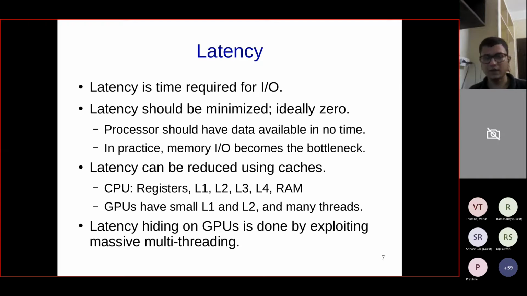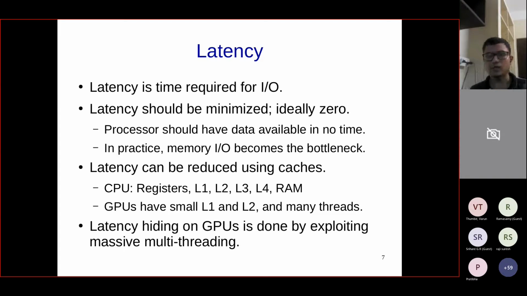Hence latency hiding using L1, L2 cache and registers is not as effective as it is with the CPU, because the CPU has very few threads compared to the GPU. With few threads, the per-thread memory available in L1 and L2 cache will be much higher, and the caching effect will be much more significant, but that's not the case for GPU. So latency hiding can be done using caching, but it's less effective on GPU.